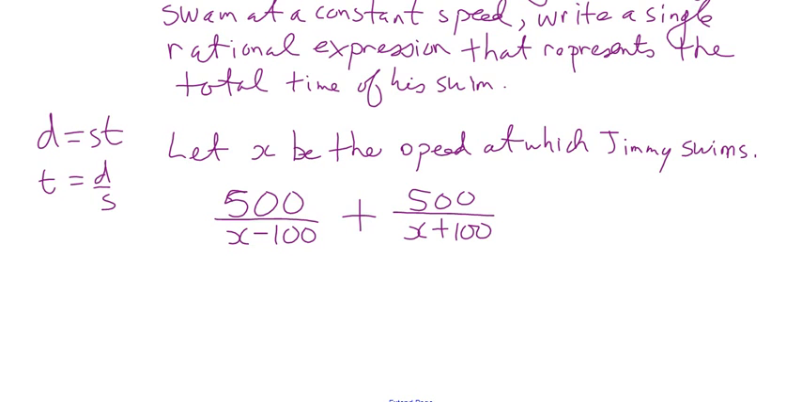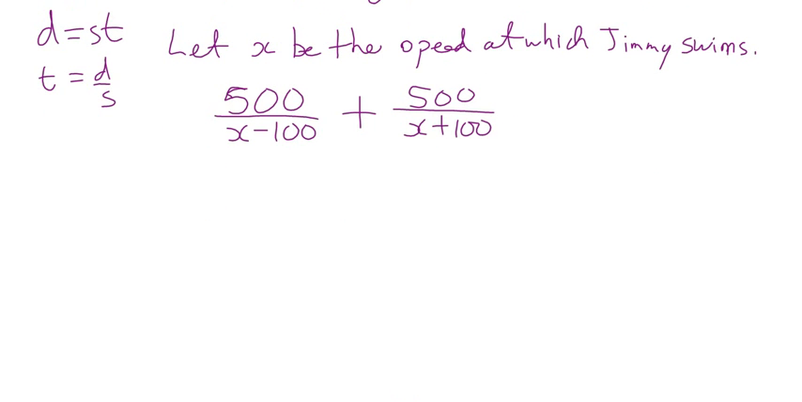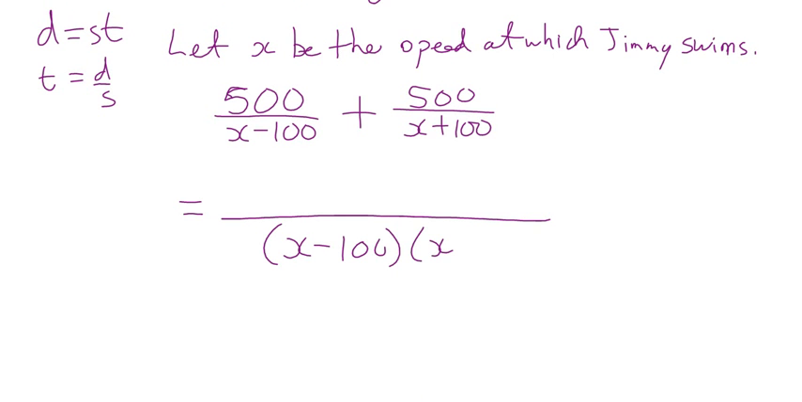So, to simplify this expression, we need to get a common denominator, which is what? Yep. Okay, so it's X minus 100, X plus 100, right? This 500 here, what are we going to do with it? Multiply it by X plus 100, right? Because it's already got that.